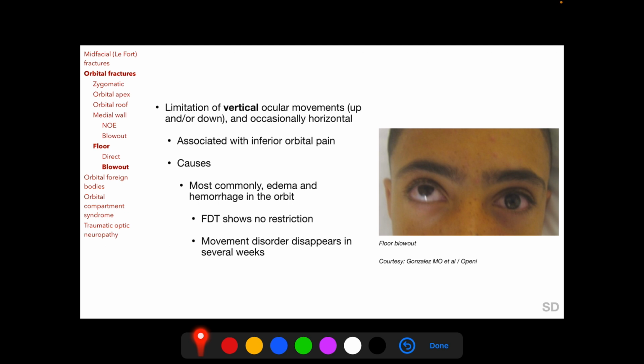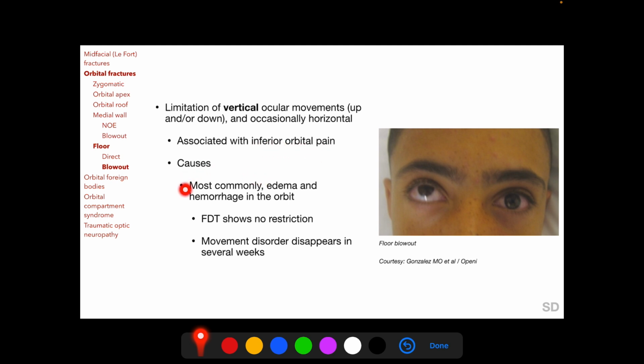The limitation in supraduction is usually due to restriction of the inferior rectus, and the limitation in infraduction is due to weakness of the inferior rectus. And occasionally movement limitation in the horizontal direction is also found when the nerves to the horizontal muscles are also involved. And attempted vertical ocular movements result in inferior orbital pain.